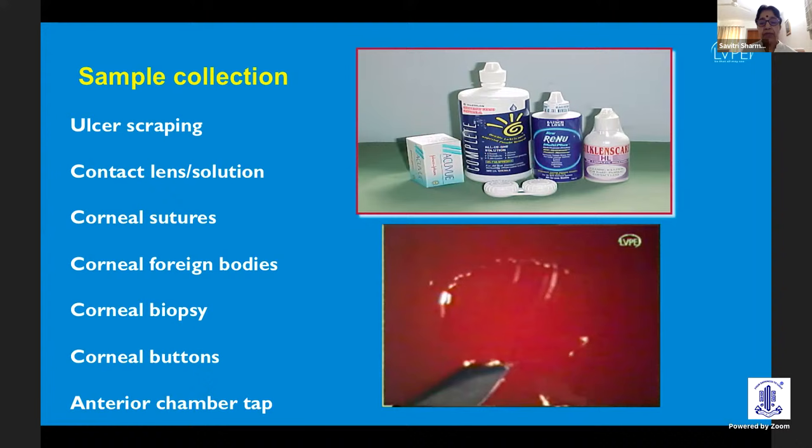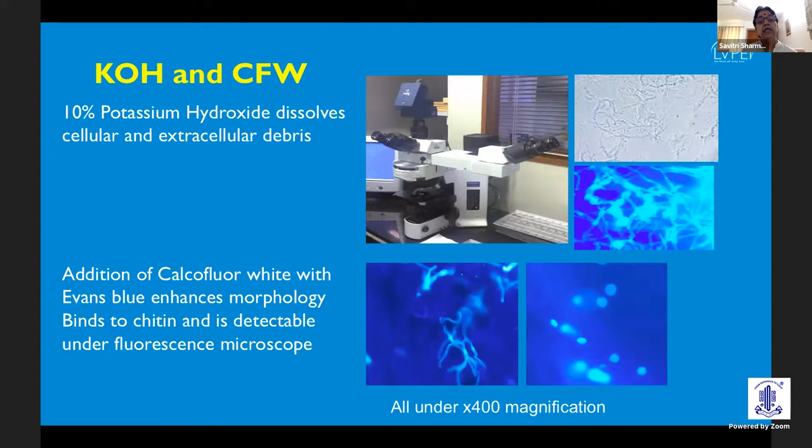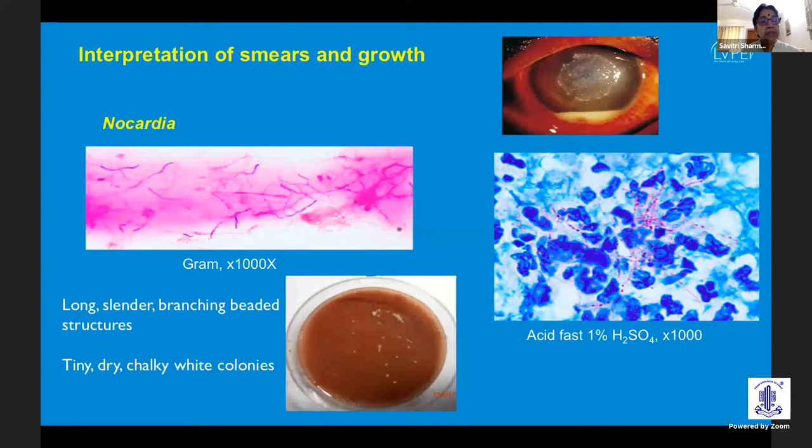In our laboratory for almost 30 years, we have been using calcofluoride mixed with potassium hydroxide. Not just potassium hydroxide, but mixing it with calcofluoride. And that makes the organism, as you can see here, hardly seen because it is unstained. But to trained eyes, they can be easily seen. Once we add calcofluoride, you need a fluorescent microscope for that. So that's a bit expensive. But once you have that, it makes the diagnosis very easy. You can see acanthamoeba cysts and fungal filaments very, very clearly in this method.